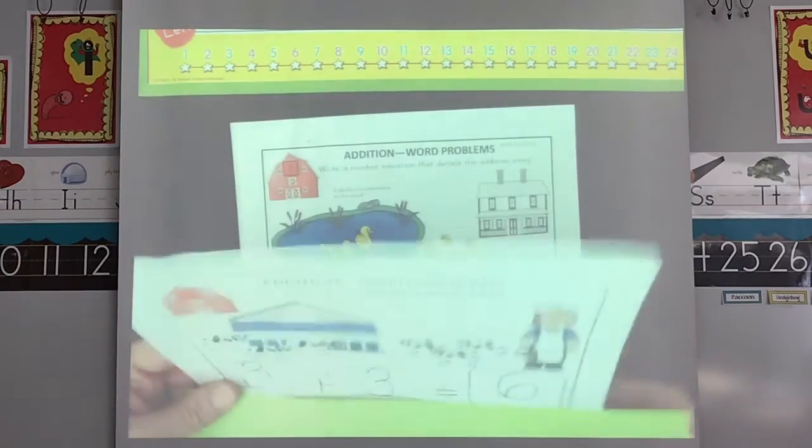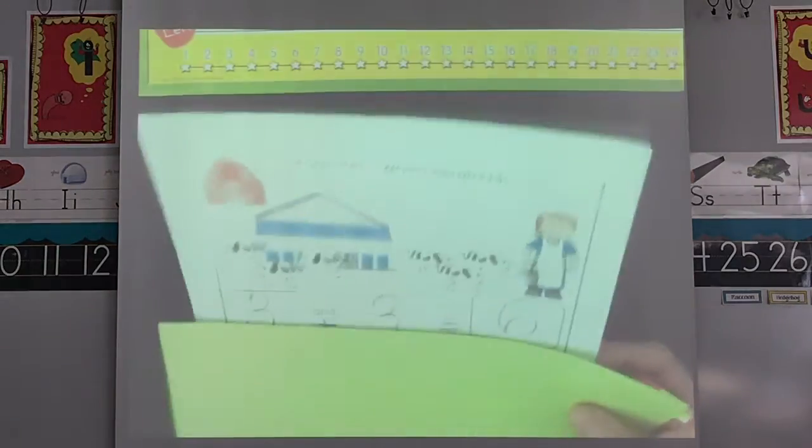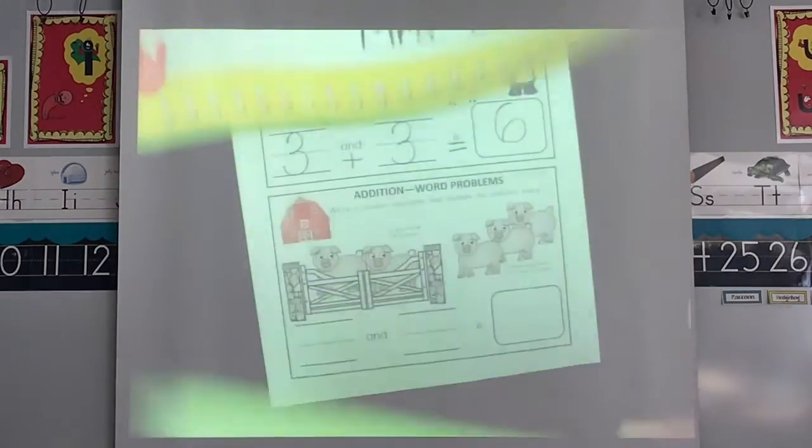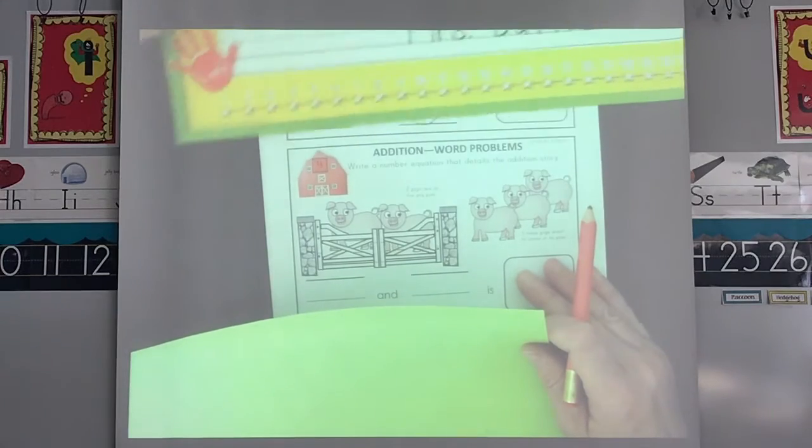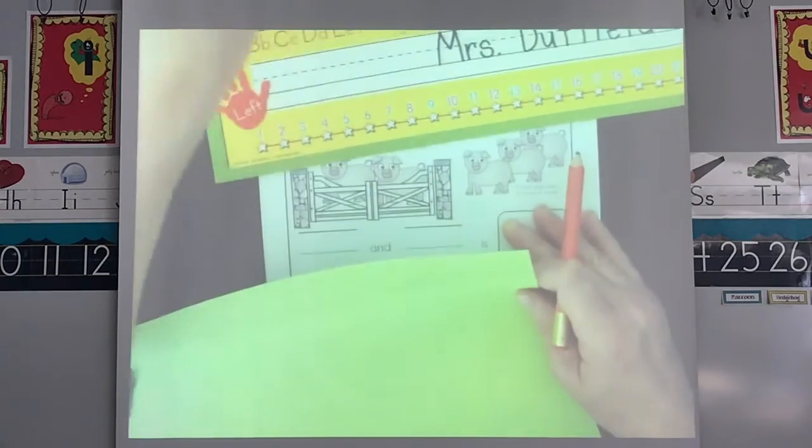Okay, let's do our next one. I'm going to take the bottom sheet and just move it out of the way. We'll put our number line over the top of this one. I want you to be able to see your numbers though. There we go.